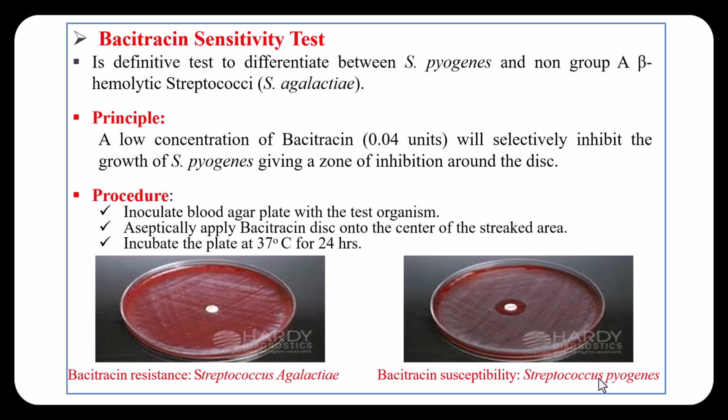Streptococcus pyogenes and give a zone of inhibition around the disk of bacitracin. For the procedure, we inoculate the blood agar by the spreading method on a plate, put the bacitracin disc, and incubate 24 hours at 37 Celsius. After that, we look at the zone of inhibition. If a zone is present, it indicates group A Streptococcus, which is Streptococcus pyogenes. If there is no zone of inhibition around the disc, it indicates Streptococcus agalactiae.